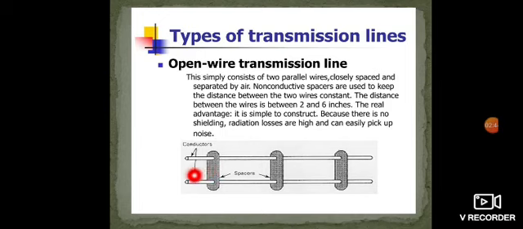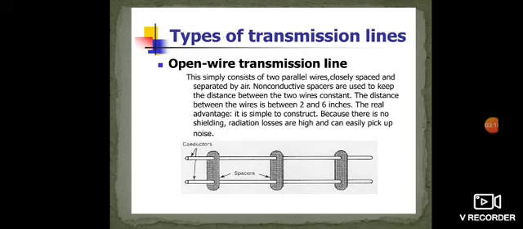These two are separated, and after a certain length of the wire we have spacers, in order to have the main cable for long distance. The distance between the wires is between 2 and 6 inches. So this is called the parallel wire type.